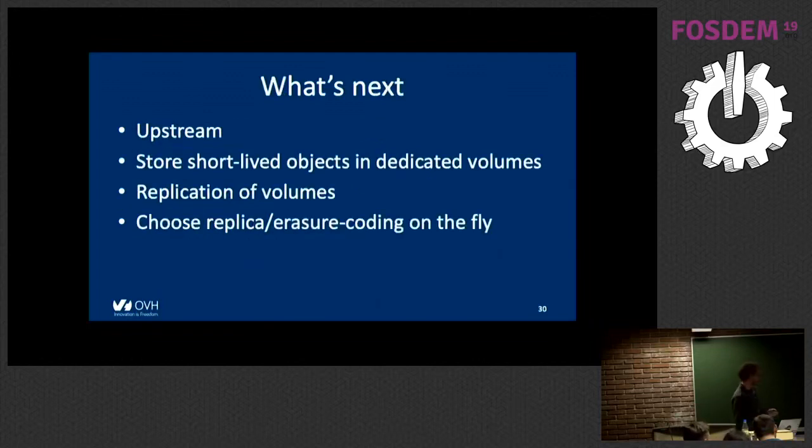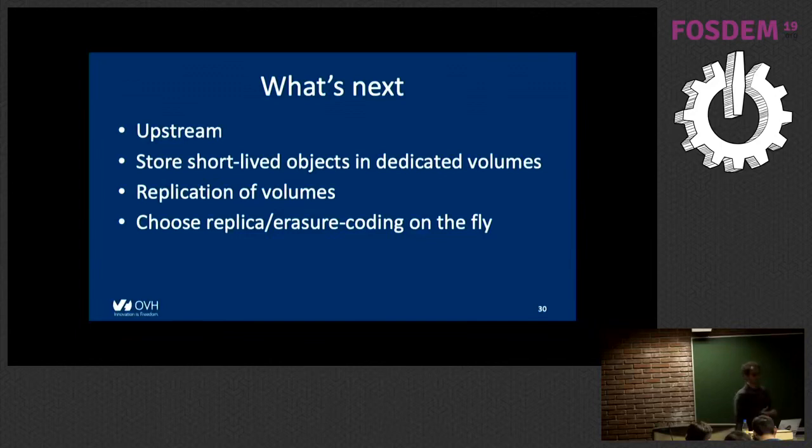So what's next? So this is available publicly on GitHub, but it's not in Swift upstream. Something we may consider doing with the community. It needs review and more tests and still some work, but it's already available if you want to take a look at it. Store short-lived objects in a dedicated volume. We haven't needed it yet. Part of the code is already there, but it's not activated.